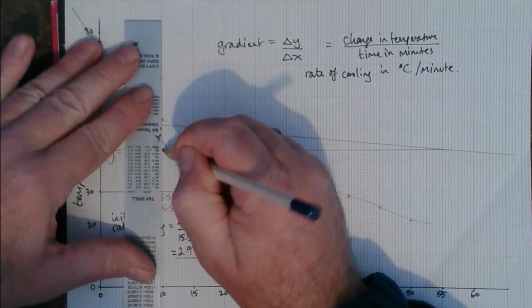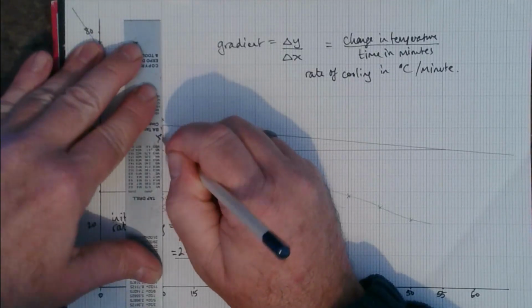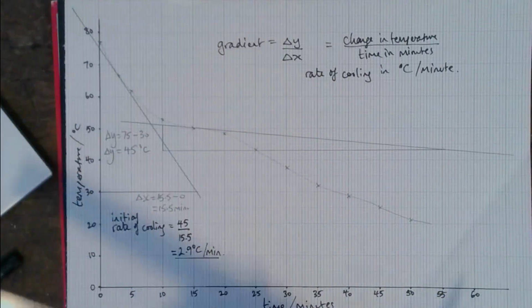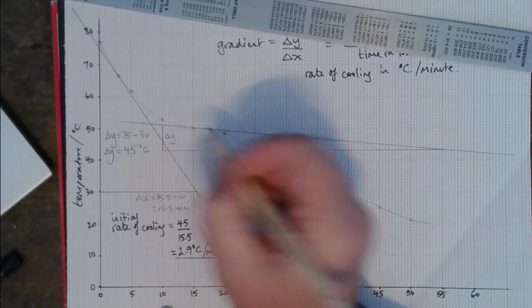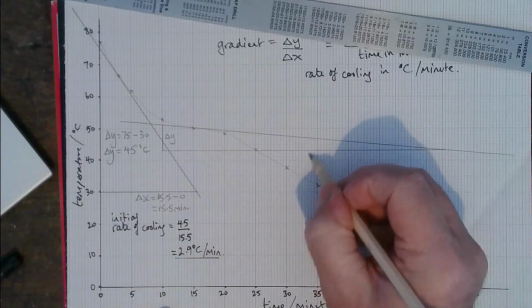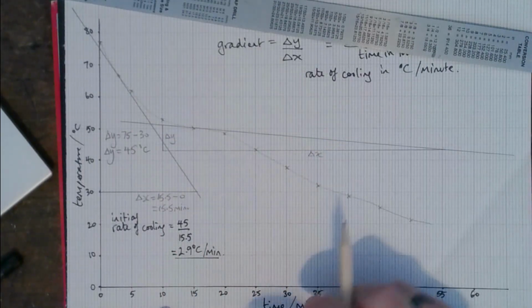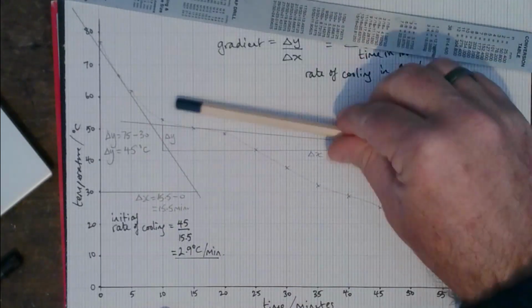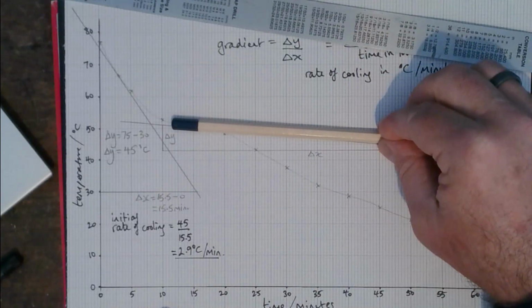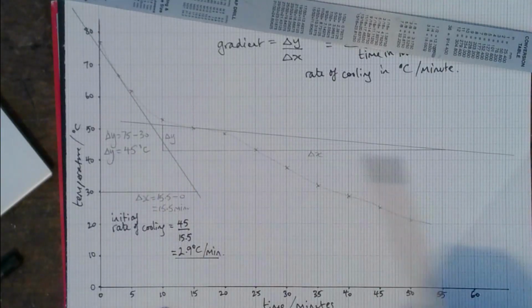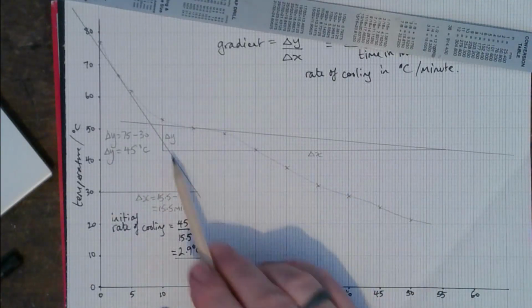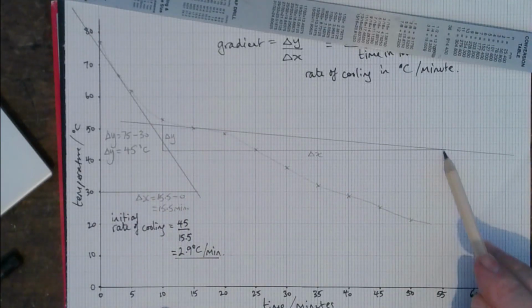You're making a right angle triangle. You just want a change in y, okay, and a change in x for that slope there. So we've got a nice right angle triangle here. My change in x for that triangle is going from 10 minutes up to 55 minutes.